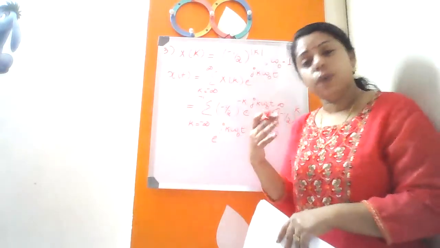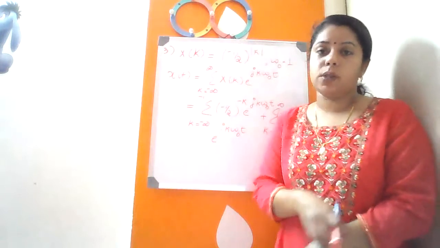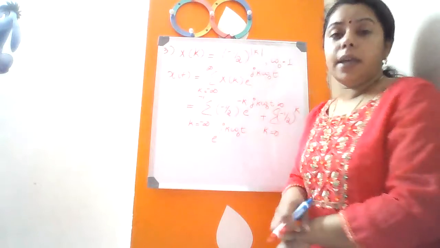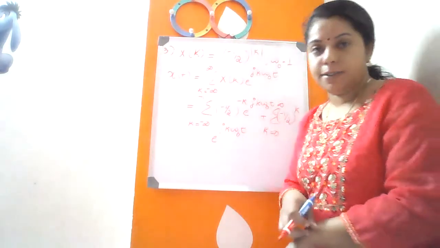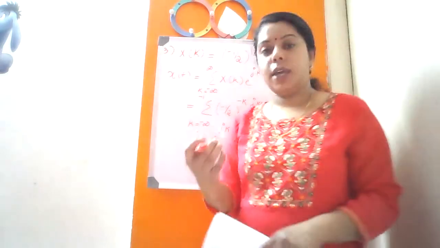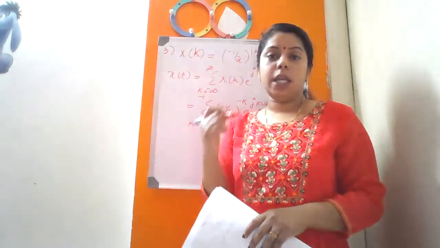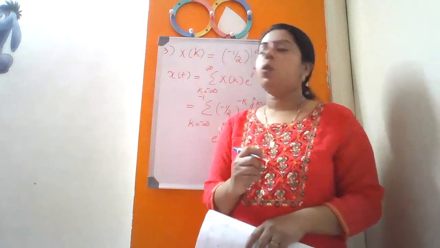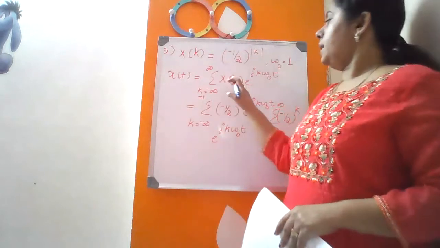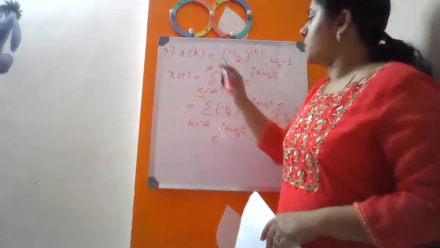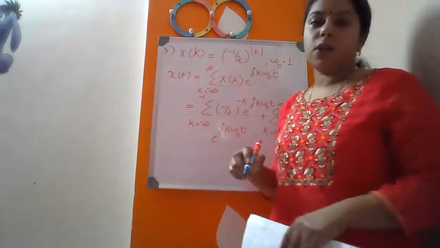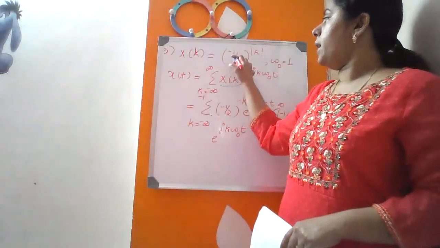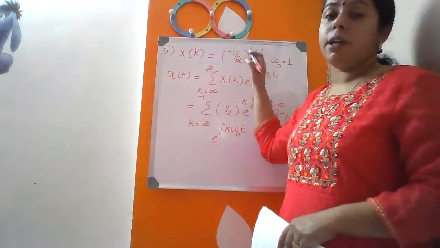So how to start is, first start with the x of t equation. What is the x of t equation? We studied x of t is equal to summation k from minus infinity to plus infinity x of k e power j k omega naught t. This is the equation we studied. Okay, so now let us substitute. Already in the question itself they provided what is x of k. So let us substitute the x of k value. What is x of k? Minus 1 by 2 power mod k.